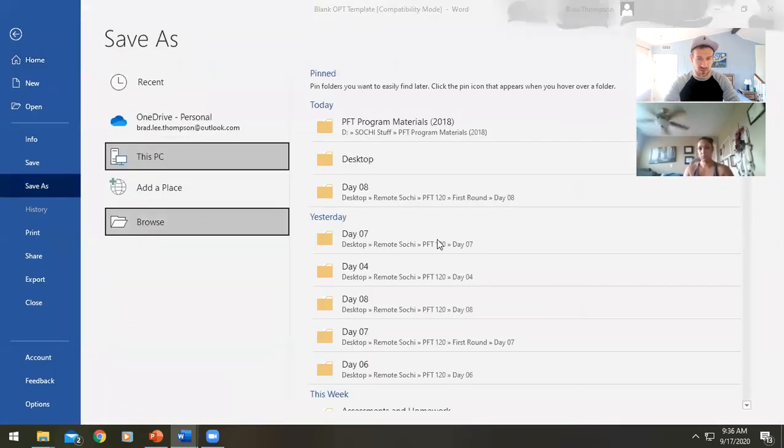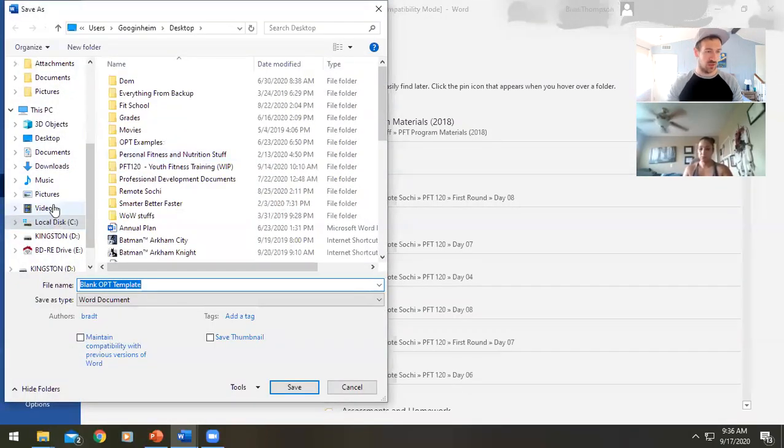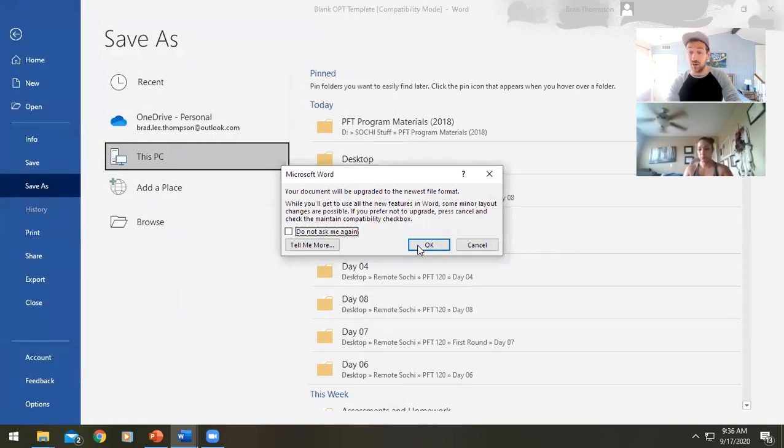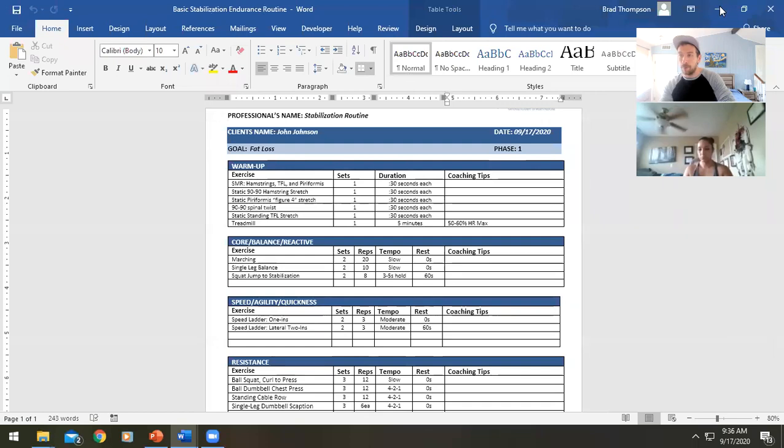So I'm just going to save this actually really quick. Desktop, basic stabilization endurance. So there's our phase 1 workout, right? All right, back to the PowerPoint.